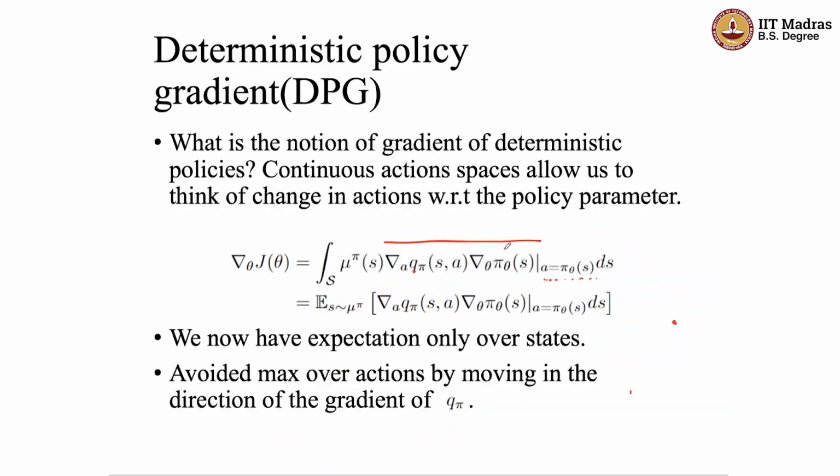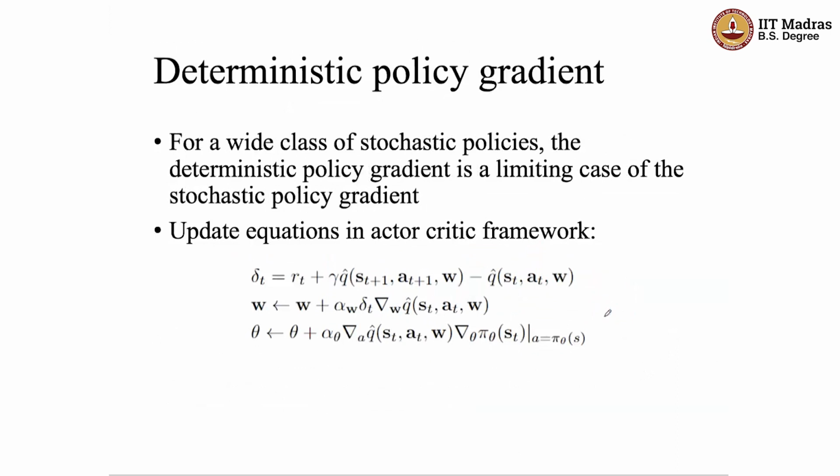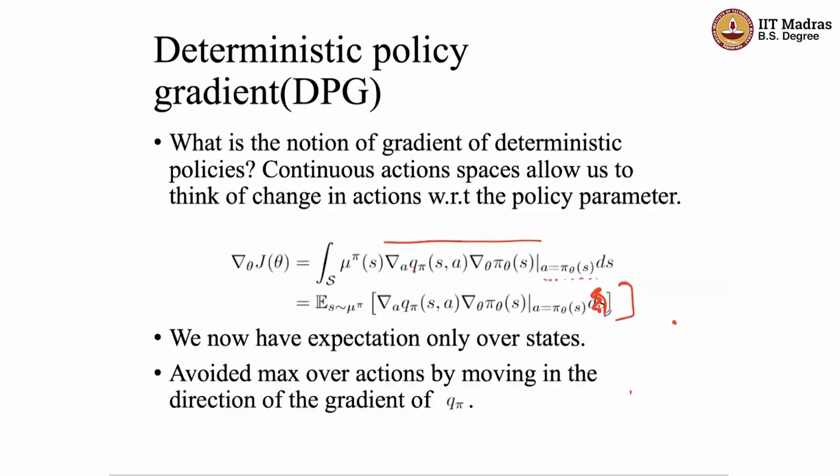So this is basically a result of trying to approximate generalized policy iteration for continuous actions. And the nice fallout of it is that you lose the expectation over actions, and we just have the expectation over the states. So this expression is essentially the deterministic policy gradient theorem.